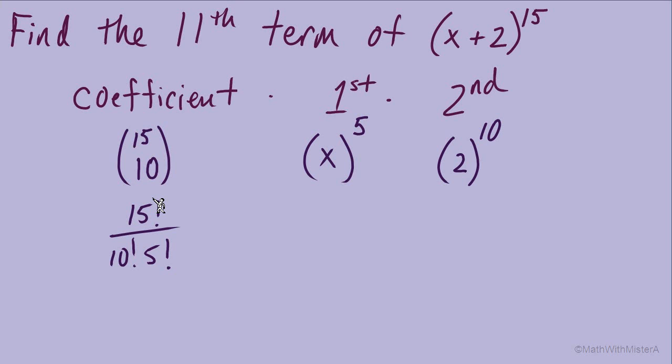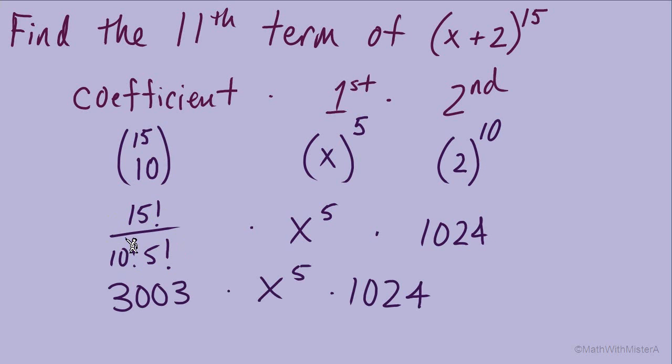This is 15 factorial over 10 factorial times 5 factorial. Remember, the denominator includes this bottom number factorial as well as the difference of these numbers factorial. X to the 5th, that's pretty quick, x to the 5th. 2 to the 10th is 1024. Let's clean up our coefficient. This expression becomes 3003. And looking at what we are left with to multiply together, I can multiply the 3003 times 1024 for a big number, 3,075,072, and I'm bringing over the x to the 5th. So there's how we found the 11th term of this expansion.